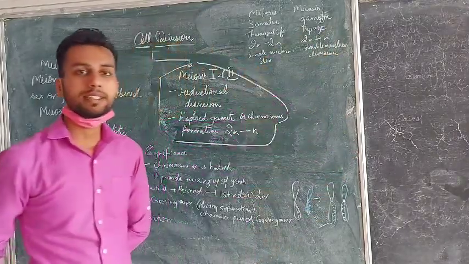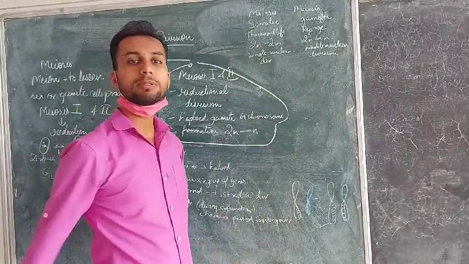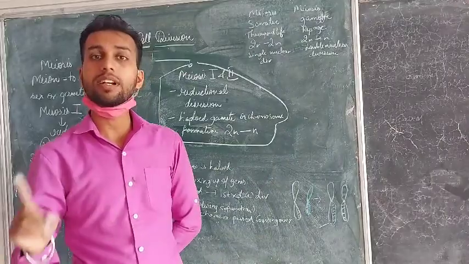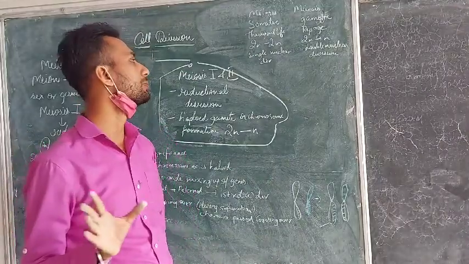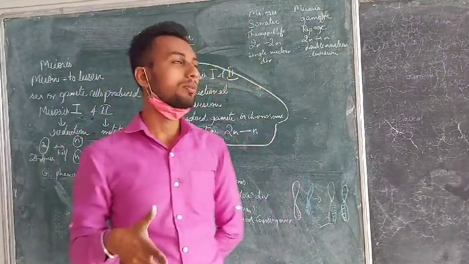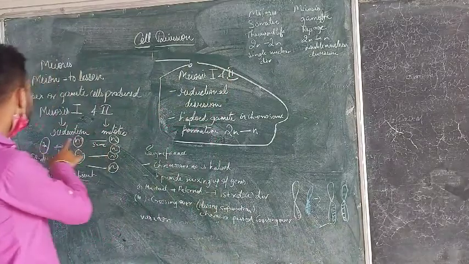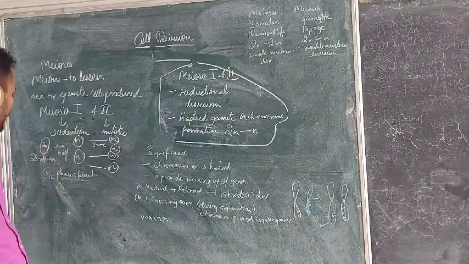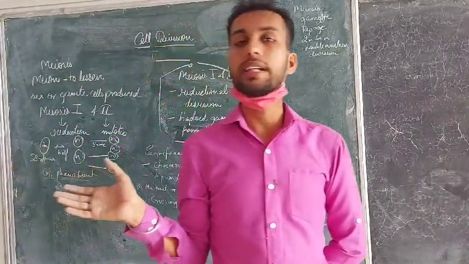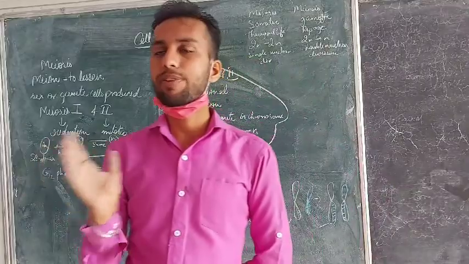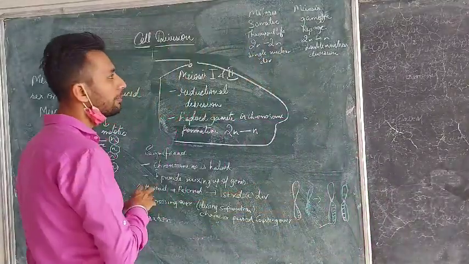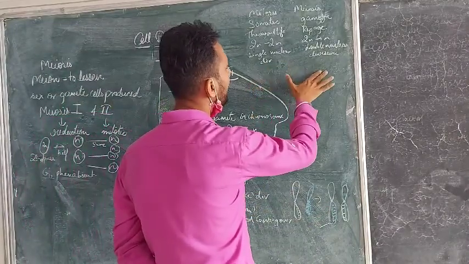In mitosis, the diploid number of chromosomes, the same number of chromosomes, is maintained. That means 2n will produce 2n only. In meiosis, 2n will convert into n, meaning the haploid number of chromosomes is produced. In mitosis there is a single nuclear division, because one parent cell produces daughter cells. But in meiosis there is double nuclear division, because meiosis first and meiosis second both occur. We studied the interphase in mitosis with G1, S and G2 phases, but in meiosis, the G2 phase will not occur. Here single nuclear division, there double nuclear division.